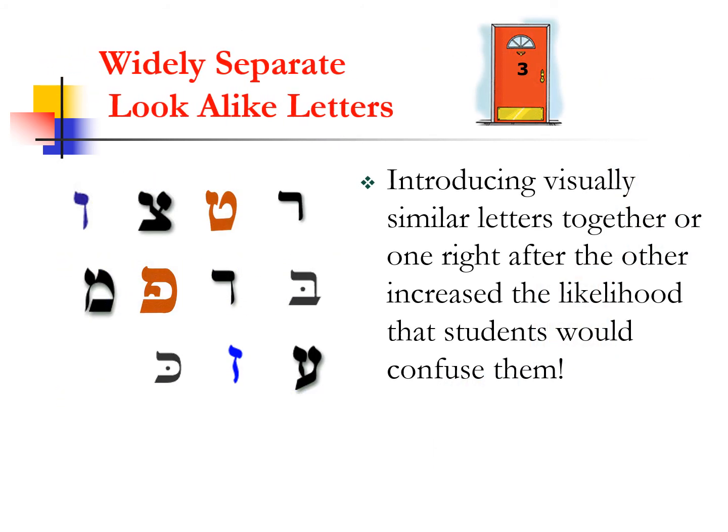Vitelson's team found that you need to widely separate visually similar letters. If they were introduced together or one right after the other, it actually increased the likelihood that the students would confuse them. And keep in mind, this is all being done in Israel, where kids see this print every day of their lives. Imagine how much more so this is going to apply to an American setting where they see Hebrew much, much, much less.